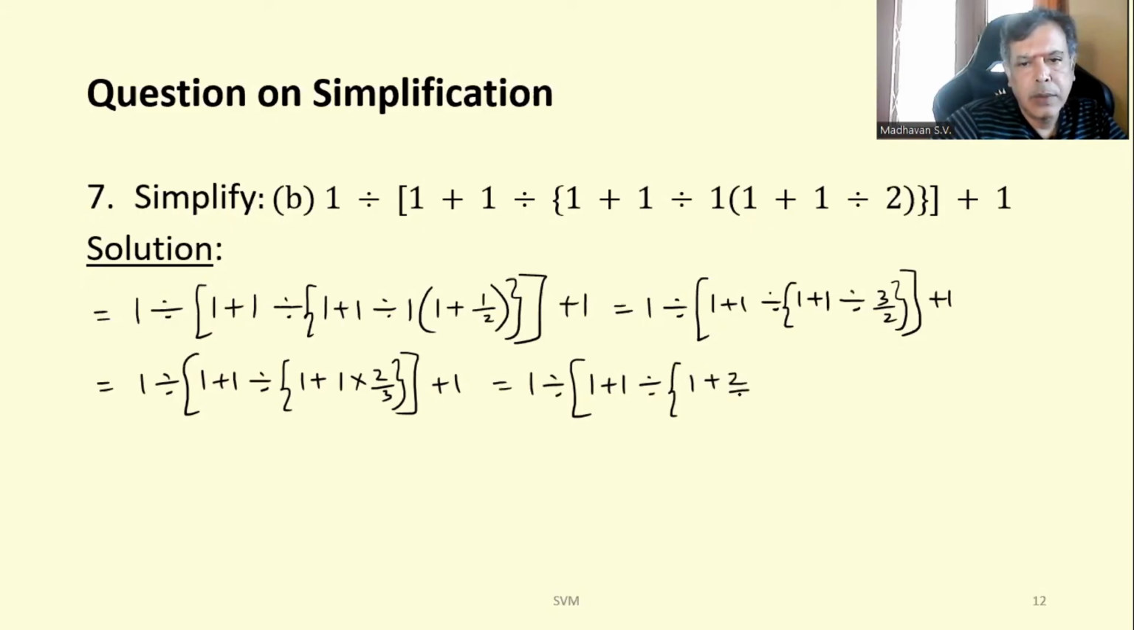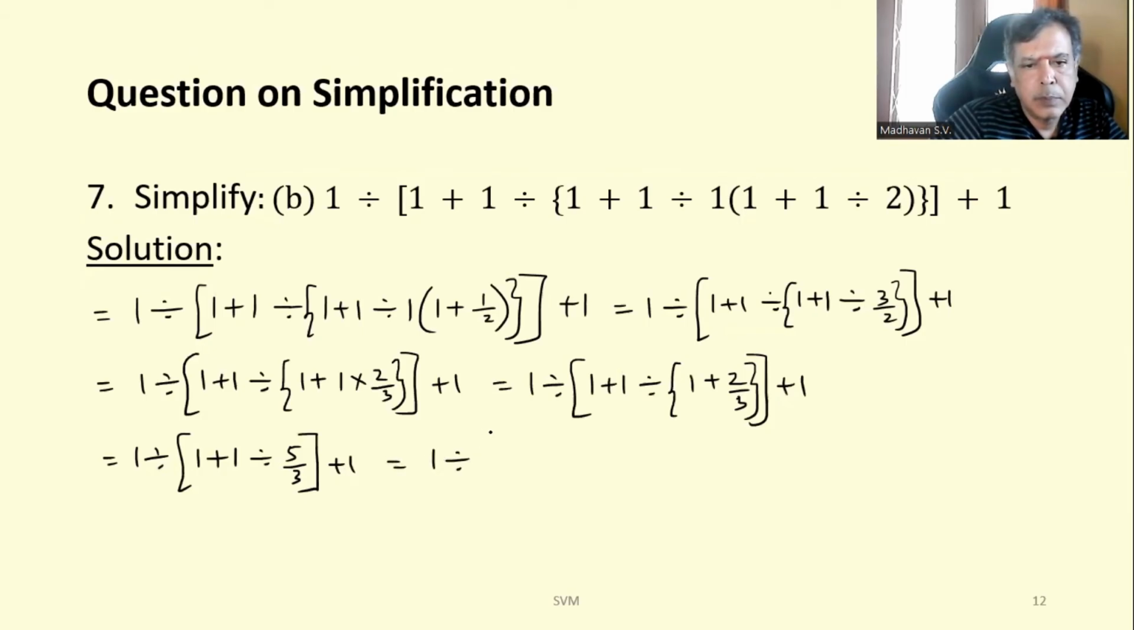1 plus 2 by 3 plus 1, that is 1 plus 2 by 3 is nothing but 5 by 3. 1 divided by 5 by 3 is the same as 1 multiplied by 3 by 5. 1 multiplied by 3 by 5 is simply 3 by 5.